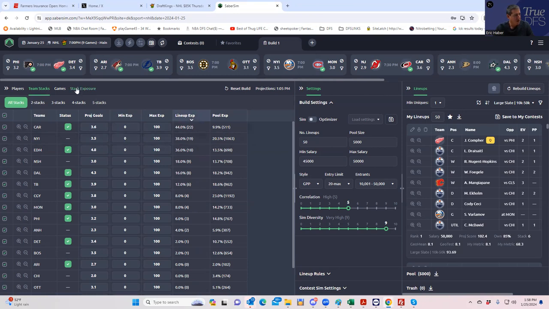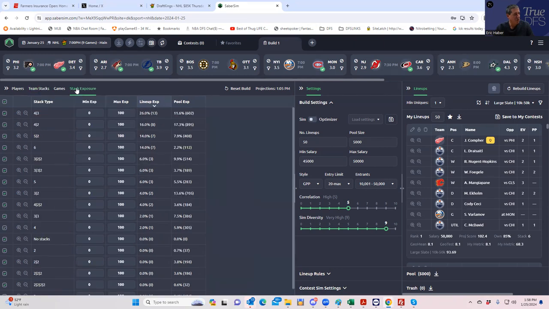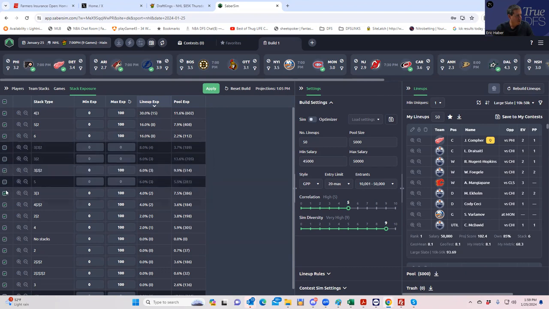this is pretty encouraging. And then when you look at stack exposure, all right, so this is what I don't like. I don't like these 4-2s on a big slate. So we're going to X those out. We don't like these 3-3-2s, 3-2s. We really want purity on these big slates. So we're just going to get rid of all these. And we're going to see how that impacts what we do.